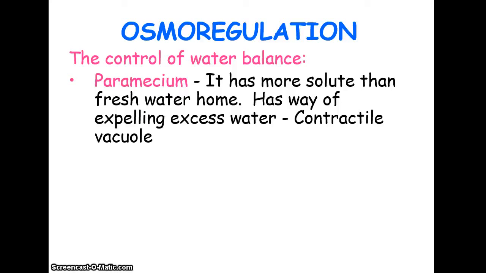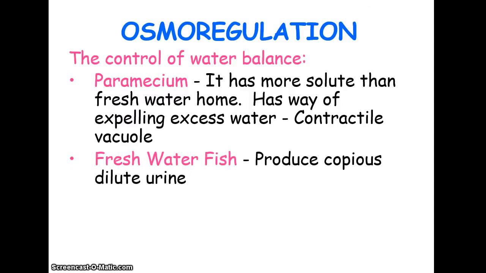So let's start with freshwater. In freshwater, you have organisms that are going to be hypertonic to their environment. In other words, they're going to have more solute in their cells than freshwater is going to have on the outside. So the paramecium is an example we talked about in the last chapter. Paramecium has a special vacuole called the contractile vacuole, and it basically just squirts out excess water.